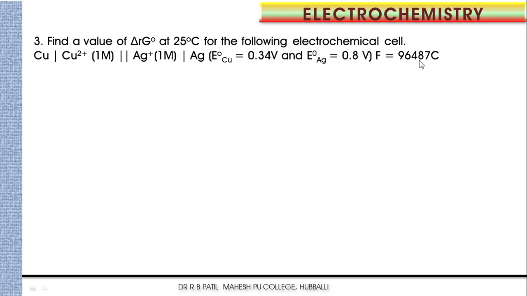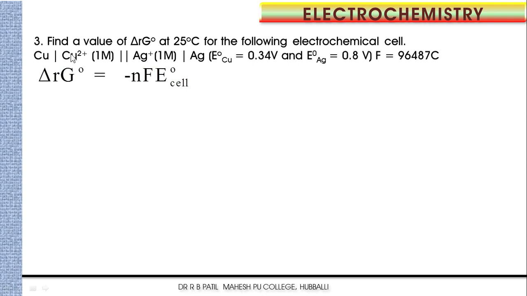See which value they give, that you have to substitute as the F value, students. If they do not give, then you can substitute 96,500 coulombs. Okay, so what is the formula? Delta rG naught is equal to minus nF E naught cell for calculating free energy change. n is the number of electrons involved in the reaction. Directly you can get the answer here.